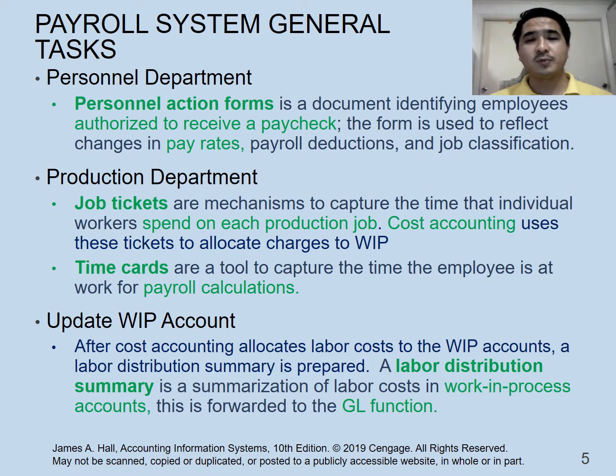As for the updating of the WIP account, this is done by the cost accounting department, in which the information posted or encoded in the WIP accounts come from the job tickets. And then from the posting, the cost accounting will summarize it and prepare the labor distribution summary, which contains the costs in WIP to be forwarded to the GL. So this serves as the equivalent of the GB. Okay? Instead of the GB, the GL will receive the labor distribution summary, which will be the basis of the posting of the entry of debit WIP, credit wages payable.